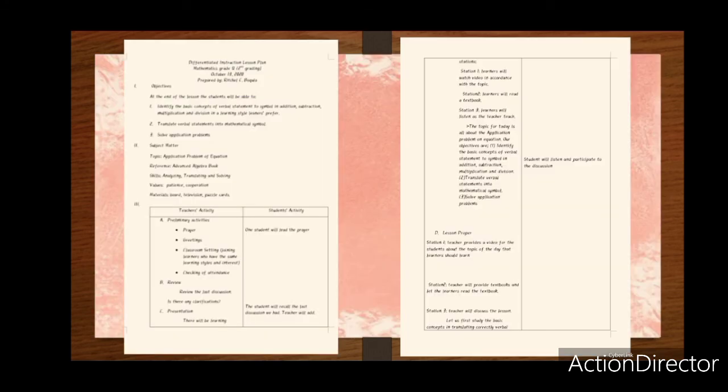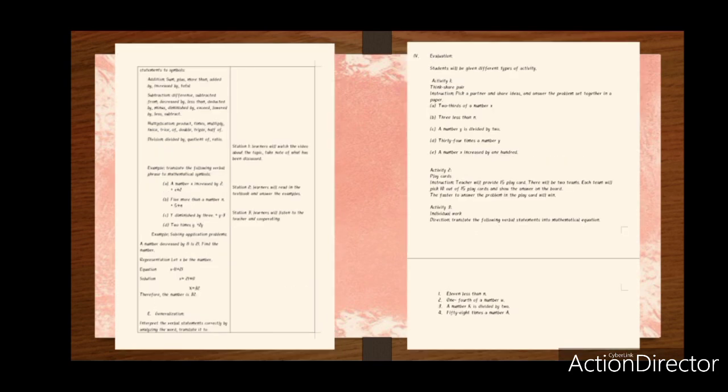So we have here a sample lesson plan. Differentiated instruction lesson plan for mathematics grade 9 second grading. As shown, we have a variety of ways on how students may acquire new information. We have different types of stations where students can watch video, read textbooks, or listen to the discussion to meet the needs of the learners. It also has a variety of activities where learners can have collaborative work, individual work, and play cards.